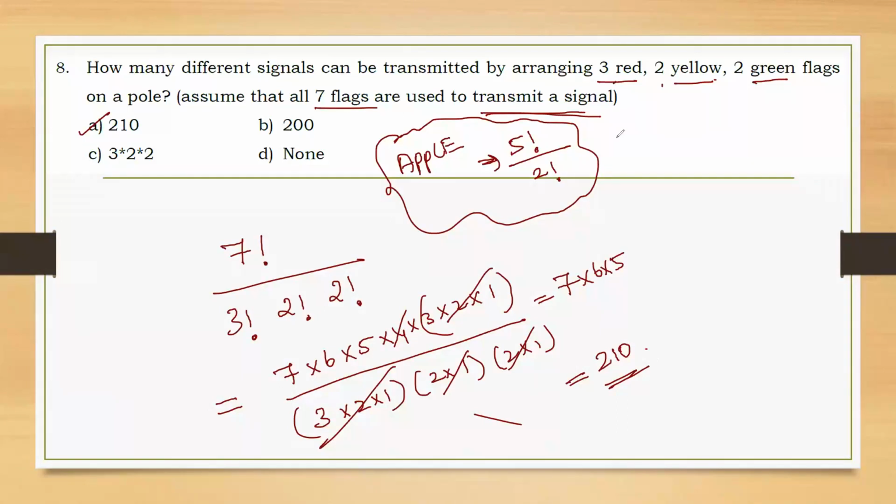Okay. Second, you can take any flag for the signal, right? You can take red, yellow, or green. So we have 7 flags. 7 will be used to transmit the signal. Therefore, 7 factorial, going to arrange 7 flags. In that, red similar, yellow similar, green similar. So you are dividing by 3 factorial, 2 factorial, and 2 factorial. Like a word, arranging the letters, right? Similar to that.